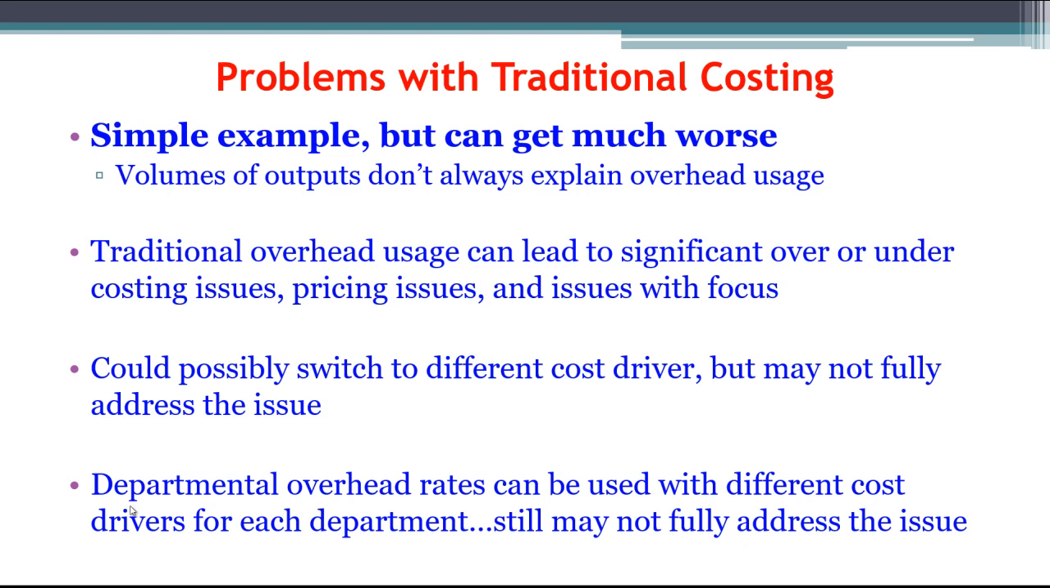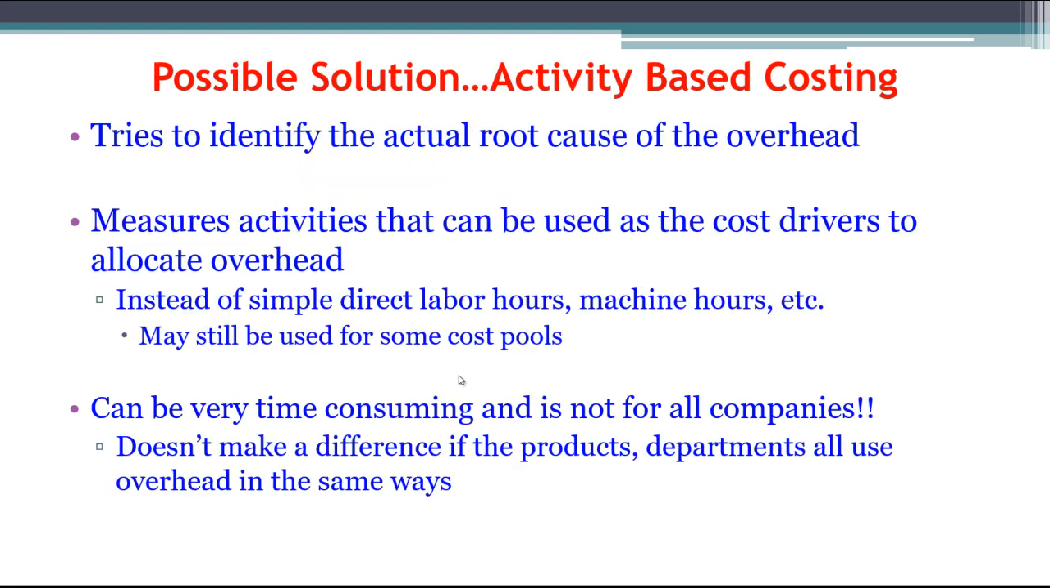You could choose to use multiple overheads, departmental overhead rates, and you might have a different cost driver for each department, but again, that still may not fully address the issue because they're all based on volumes. Hour volumes, unit volumes, whatever. So a possible solution here is simply activity-based costing. This is really what we've been leading up to this point.